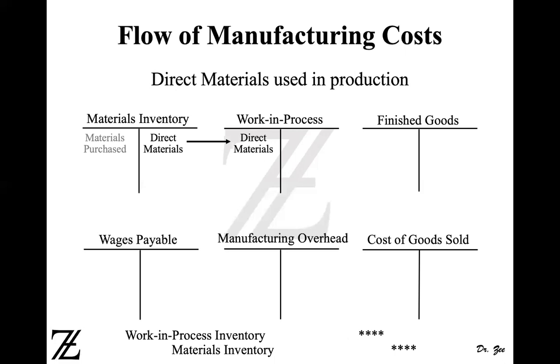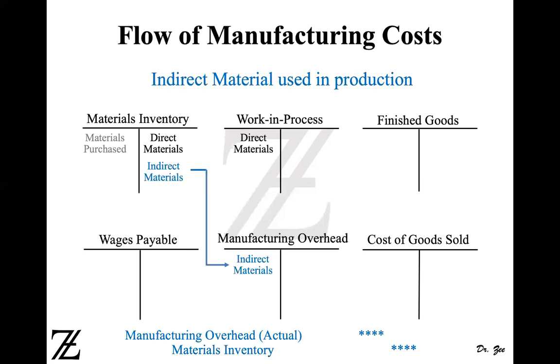So whether it's materials inventory, work in process inventory, or finished goods inventory, they are all asset accounts. So if you see here in the journal entry, your work in process inventory is increasing, your asset is increasing, you're debiting. On the other hand, your materials inventory is decreasing, another asset account is decreasing, so you are crediting. So work in process inventory debit and materials inventory credit.